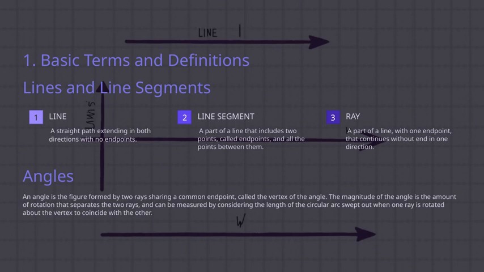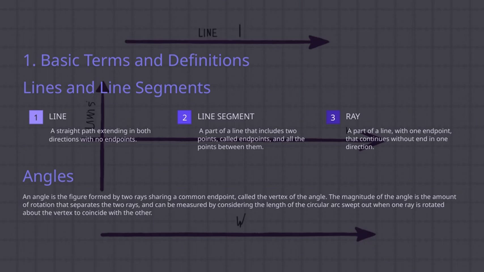Finally, let's look at a ray. A ray starts at one endpoint and continues infinitely in one direction. Think of it like a flashlight beam that begins at a certain point and shines outward without end in that direction. It's important to distinguish a ray from a line segment because the ray has a starting point but no endpoint on the other side. Understanding these fundamental terms, lines, angles, line segments, and rays, helps us build a solid foundation for studying more complex geometric concepts.